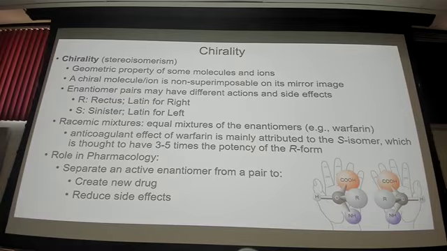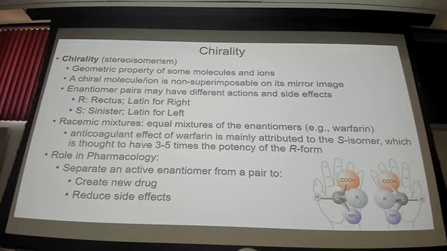All right, so we talked about chirality. We know that it involves non-superimposable mirror-image molecules, as shown at the bottom here. You have the R enantiomer, which is right, and the S enantiomer, for sinister, which is left. When there's a mixture of enantiomers, that's called a racemic mixture, and the different enantiomers possess different properties.